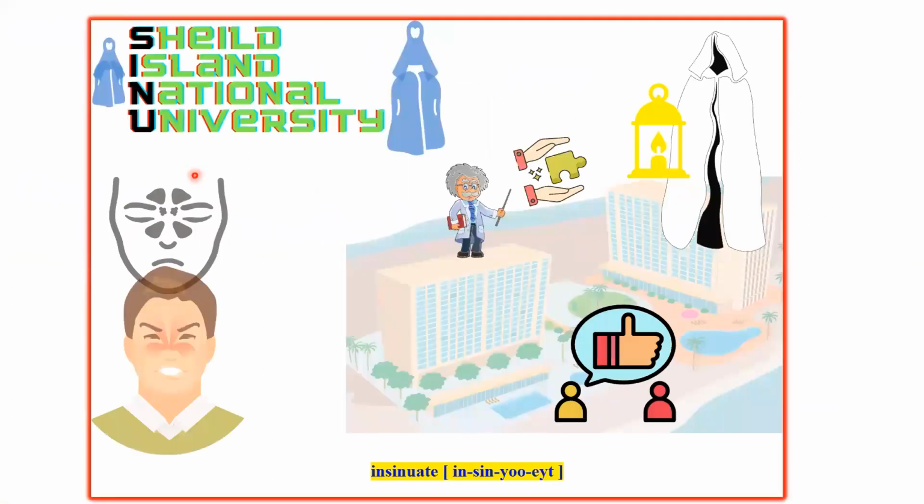Visualize someone with influence sneaked inside a secret facility of invisibility study at Shield Island National University and ate all the food. University professors have hinted towards an inside job, and the person could have a sinus condition.